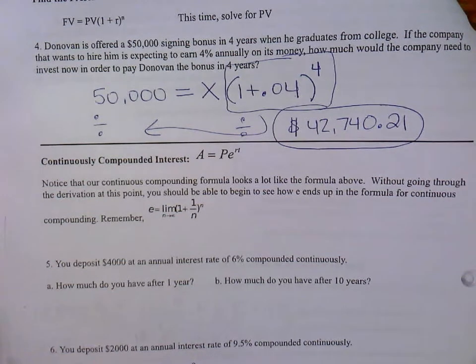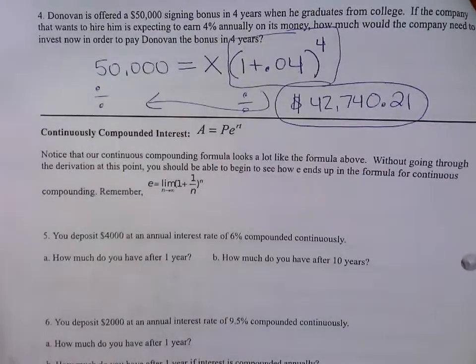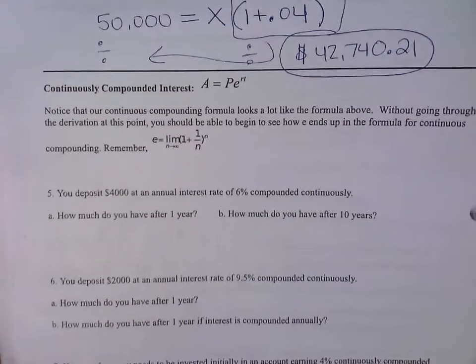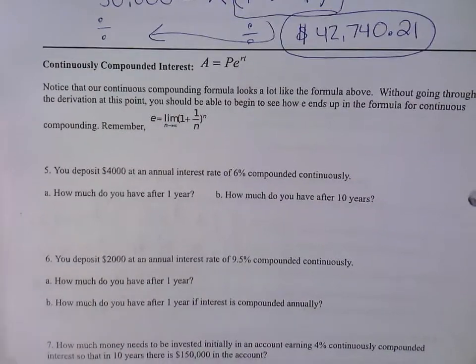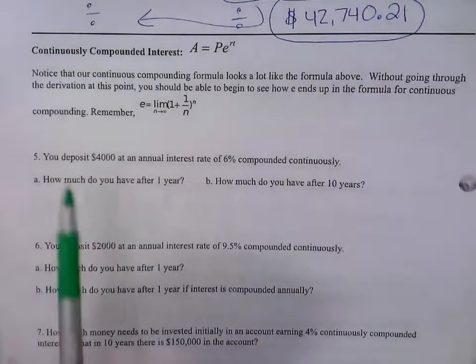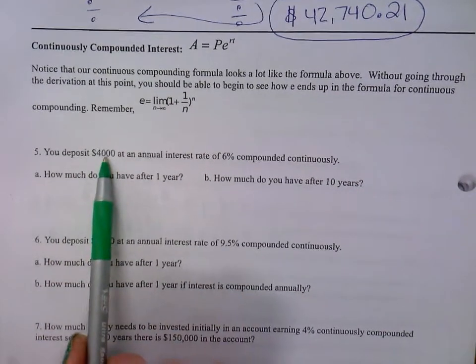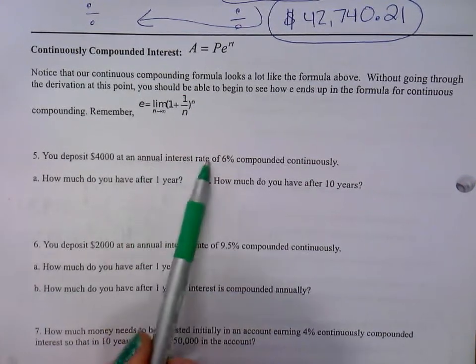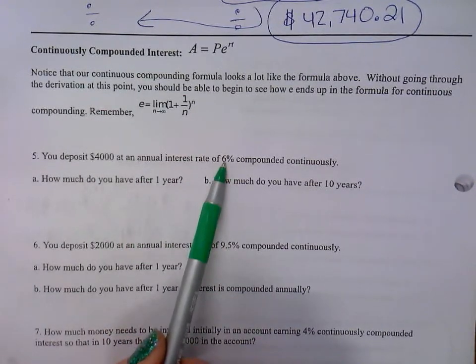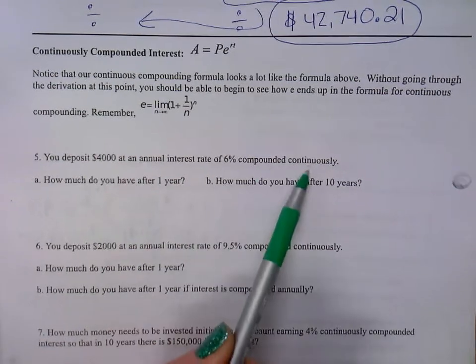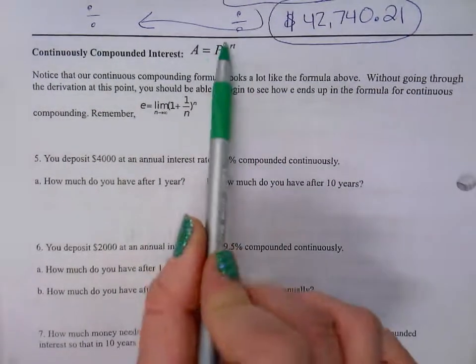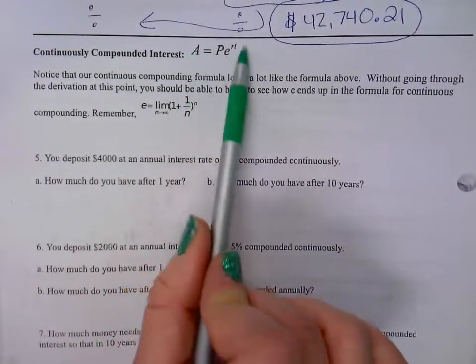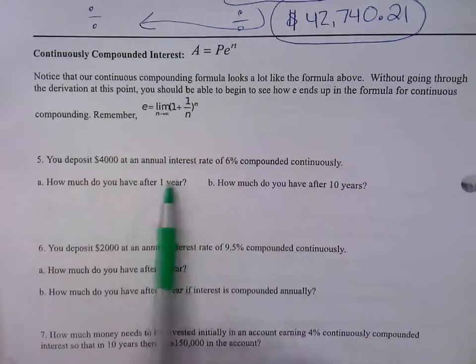So let's do these calculations together, and then you can try the couple practice problems on the next page to kind of remember this from last week. So this says you are going to deposit $4,000. That's your principal. An annual interest rate is 6%, but how often is it compounded? It's compounded continuously. So you're using this formula for continuous interest. How much do you have after 1 year and then after 10 years?